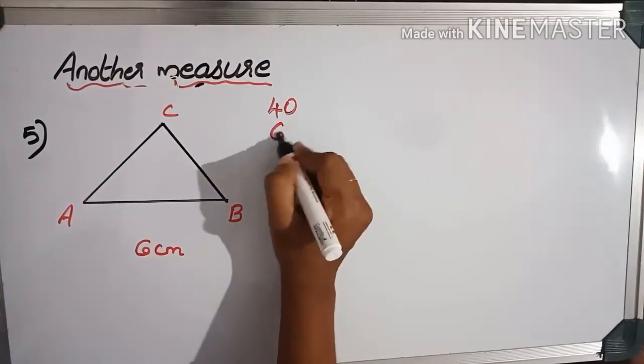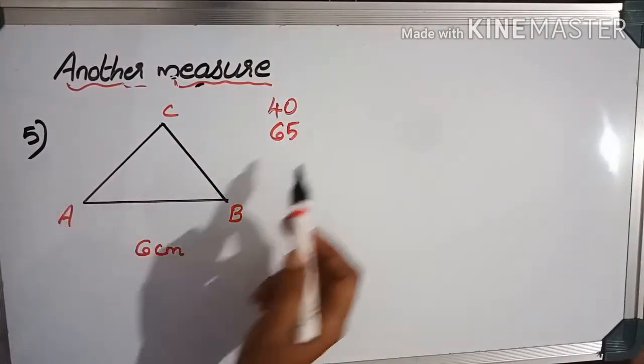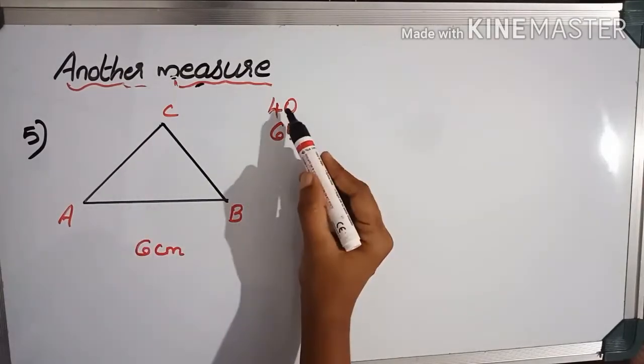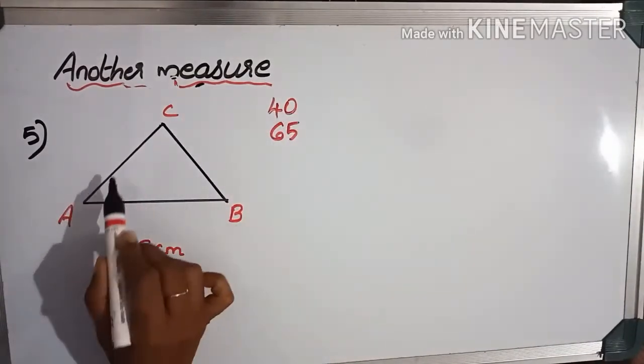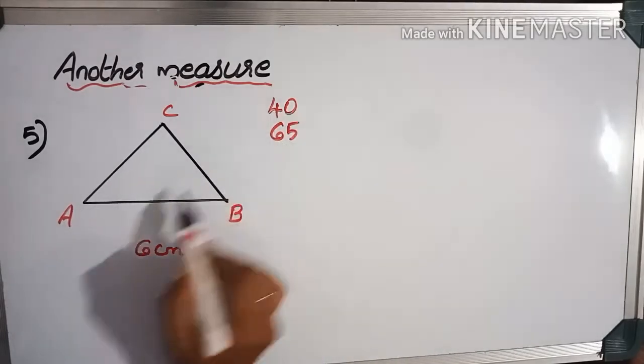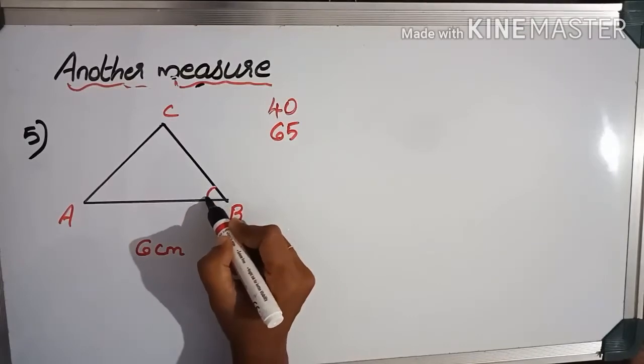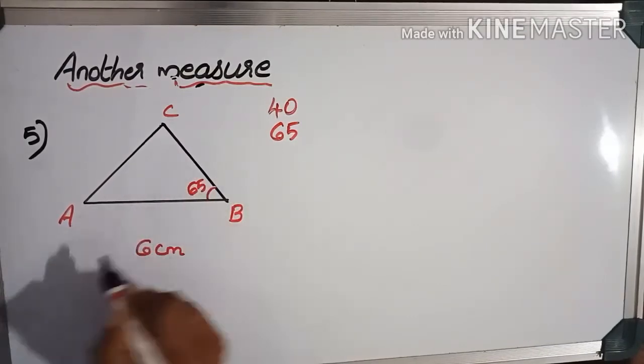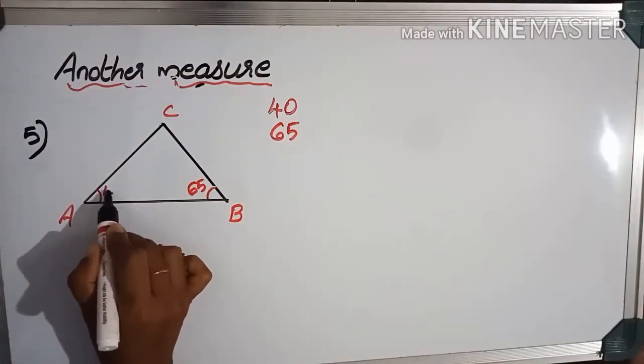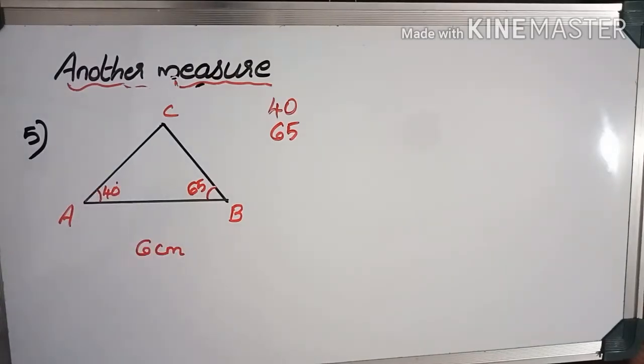Where will we give 40 and where will we give 65? The smallest angle is 40 degree, so the narrow one we have to consider as 40. This is a little bit wide angle, so you have to consider this as 65 degree and this will be 40 degree. The question is what is the area of this triangle? Area we have to find. In order to find area, base we already have, we need height.